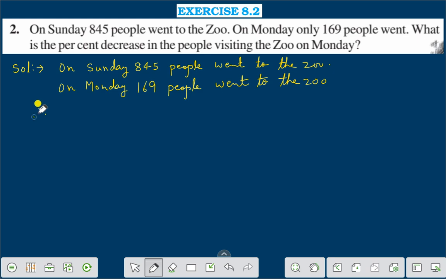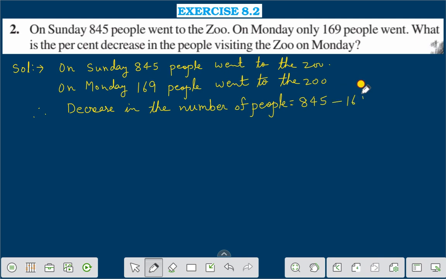Therefore, decrease in the number of people is equal to 845 minus 169. That is 845 minus 169.